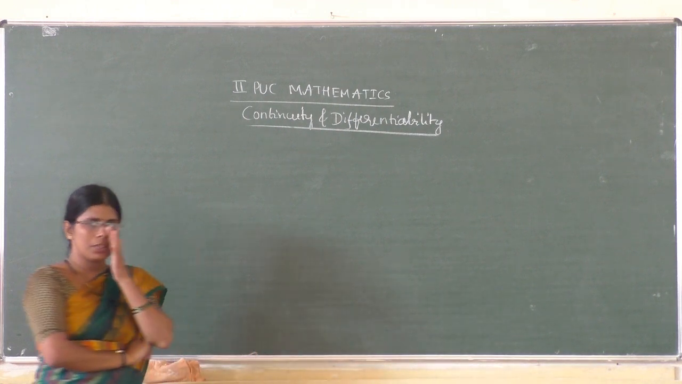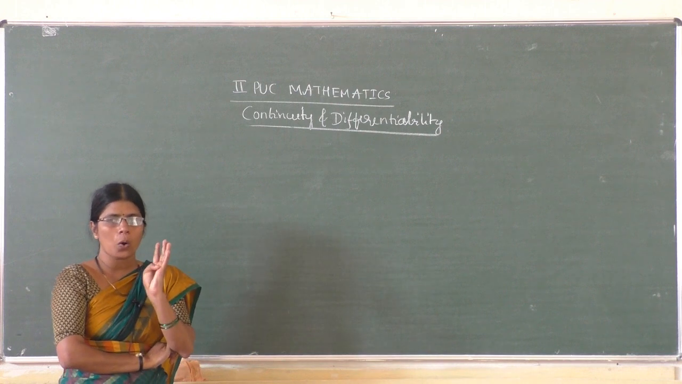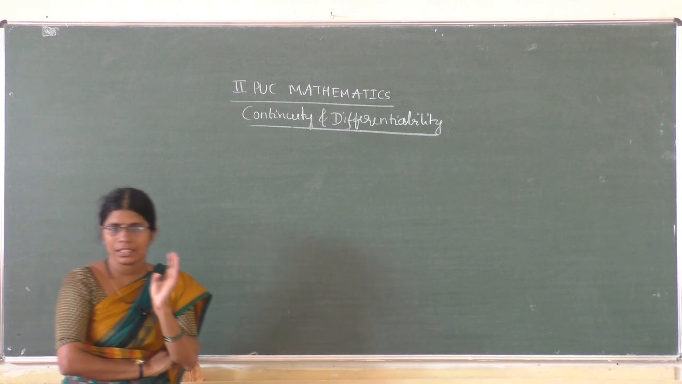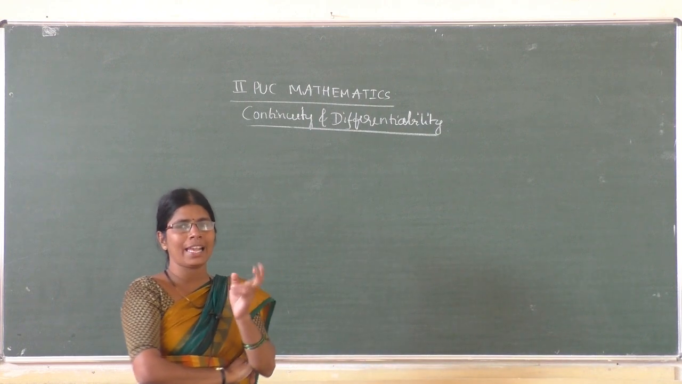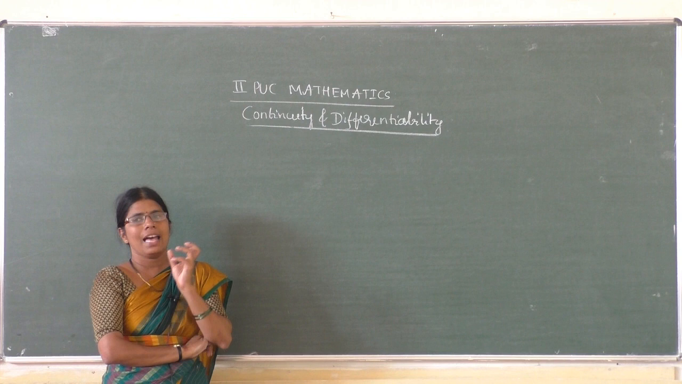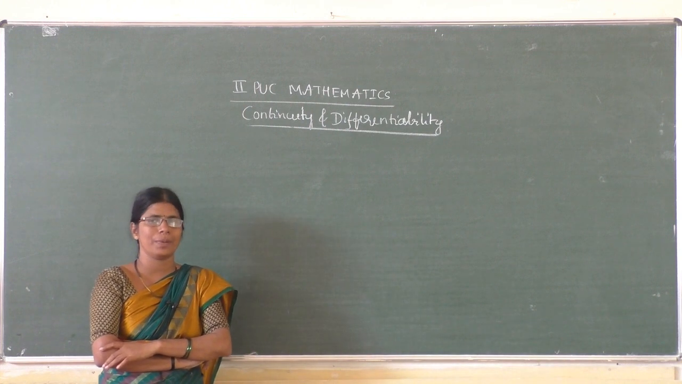First we used the product rule and quotient rule, and then for a constant into a function, k u whole dash is equal to k into u dash. And then u plus or minus v whole dash is equal to u dash plus or minus v dash.